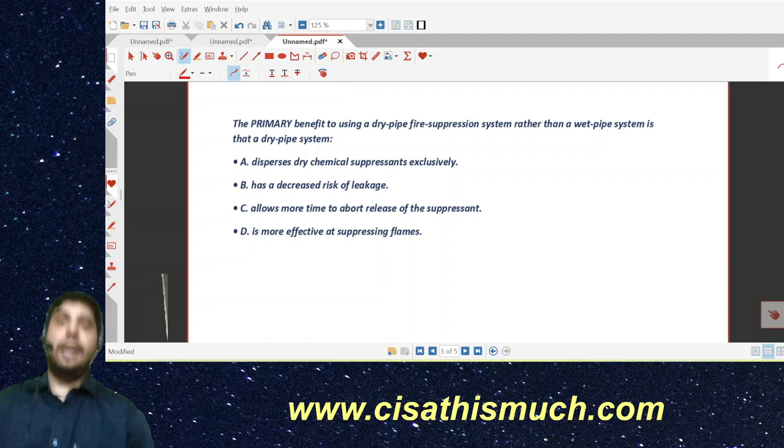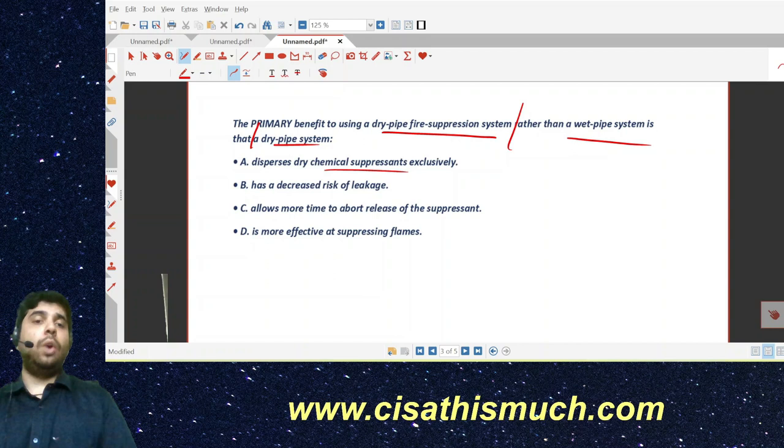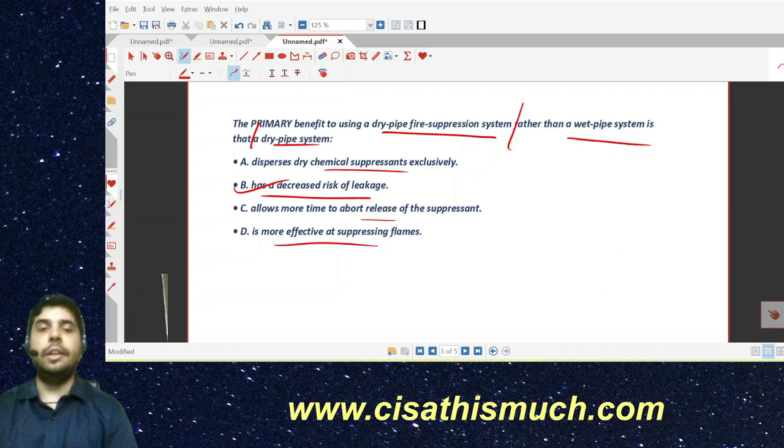Question number 3: the primary benefit to using a dry pipe fire suppression system rather than a wet pipe system is that a dry pipe system disperses dry chemical suppressants? No. Has a decreased risk of leakage? Yes. Option C, allows more time to abort release of the suppressant? No. Is more effective at suppressing flames? No. The answer is it has a decreased risk of leakage. Right. I hope everyone has understood. All right. Thank you.